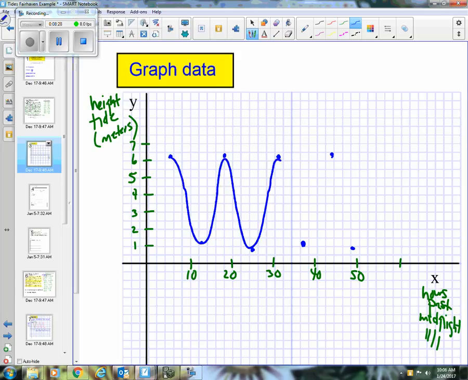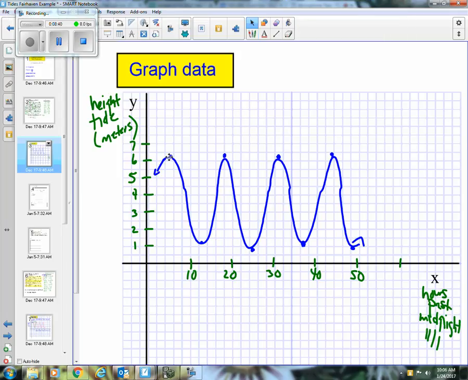The tide is going up and down and up and down. If you've ever been to the ocean or watched tides coming in, you realize that it cycles along with the phases of the moon. We have high and low tides each day. So now what we want to take a look at is what does this look like? What kind of graph is this?